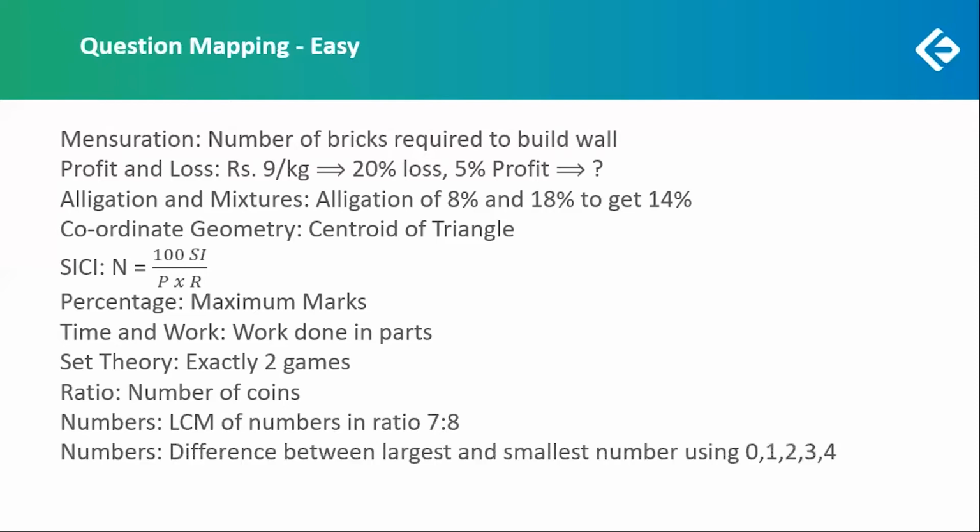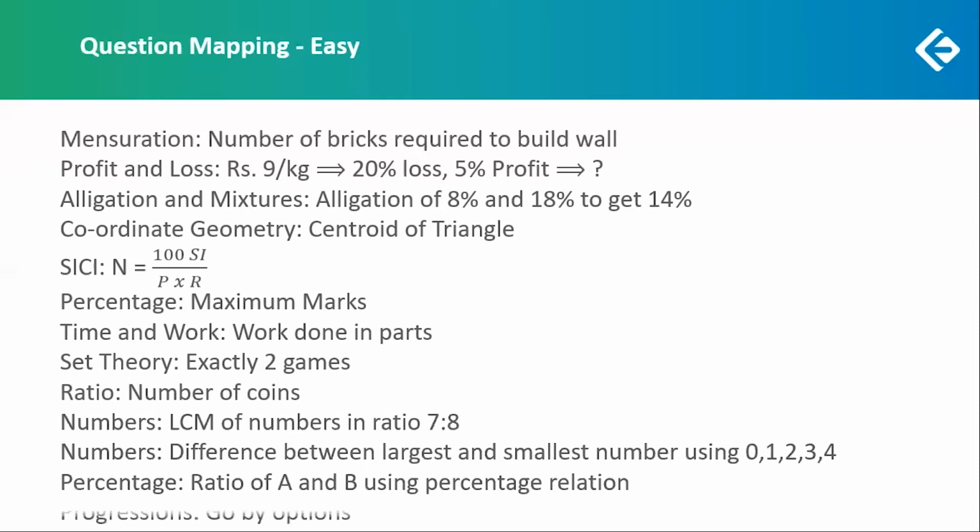Next was again a question on numbers where we had to find out the difference between the largest and smallest number that can be formed using 0, 1, 2, 3, 4. A question on percentage where the ratio of A and B using a percentage relation was to be calculated. It was given that 4% of A plus 6% of B is 2/3 of some percentage of A plus some percentage of B. So we had to solve this equation first and get the ratio of A and B out of that.